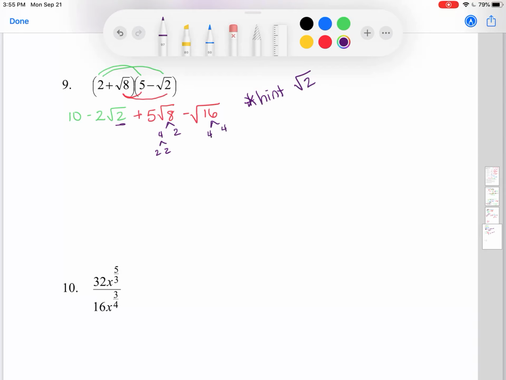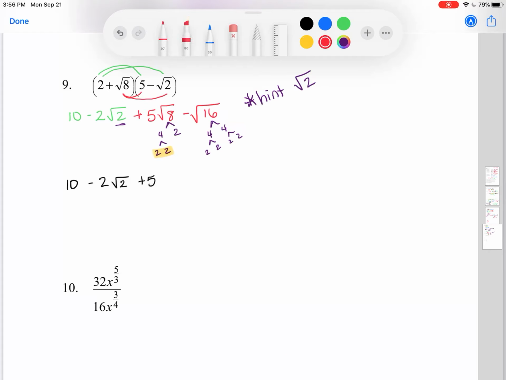8's going to break into 4 and 2, 2 and 2, and then 16 is going to break into 4 and 4. Again, these are square roots, so if you see pairs, you can stop. But of course, you know that 4 can break into 2 and 2's. So we'll leave it like that for now. All right. I'm going to simplify these before I continue. So I'm going to just bring down the 10, bring down the minus 2 square root of 2. I'm going to keep the 5 for now, and I'm going to combine my groups here.